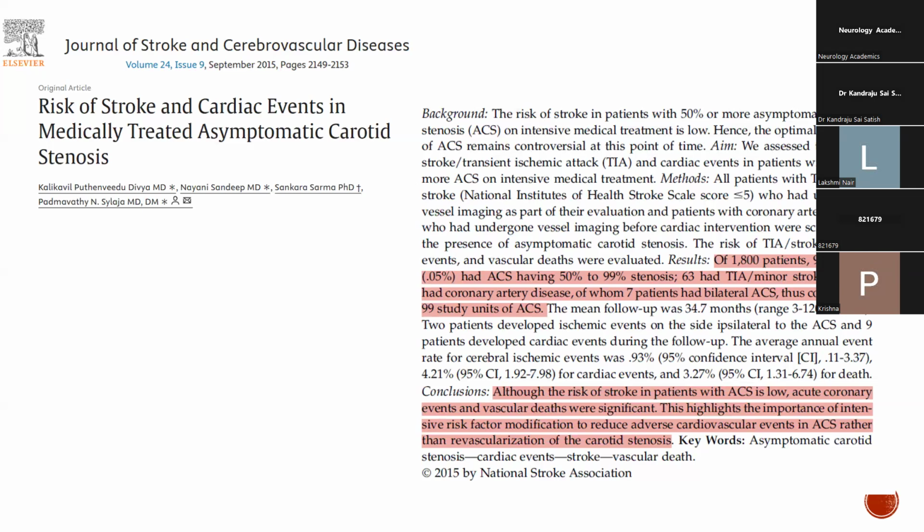Out of the 1,800 patients, 92 patients had this asymptomatic carotid stenosis, having 50 to 90% stenosis. That is significant. And 63 had TIA and minor stroke, 29 had coronary artery disease, of whom 7 patients had bilateral ACS. So they concluded that although the risk of stroke in patients with ACS is low, acute coronary events and vascular death were significant.